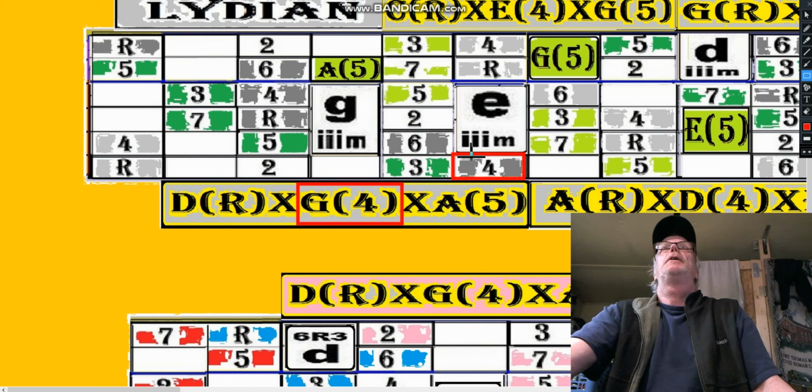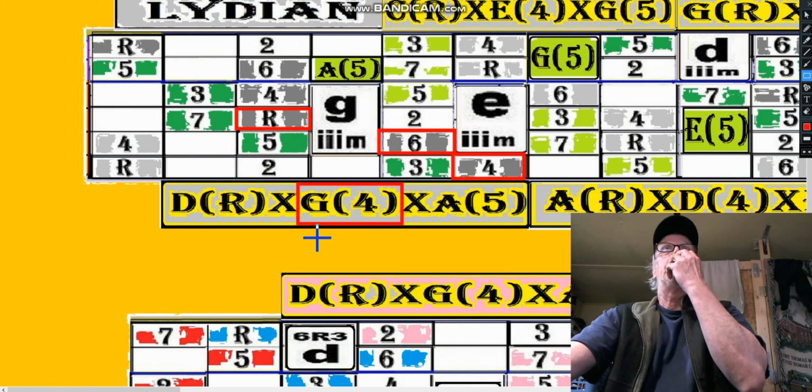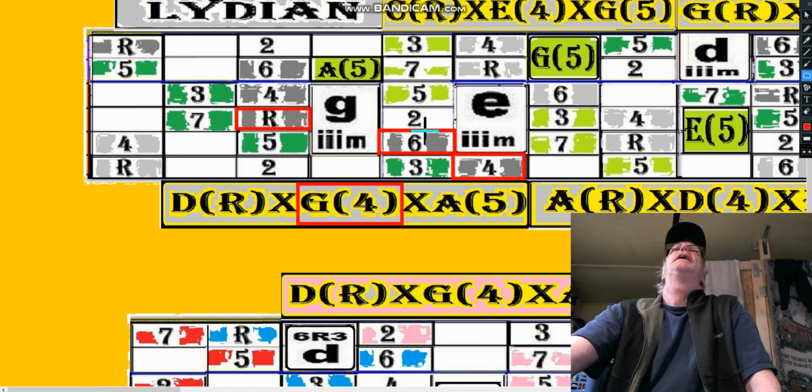We simply have an arpeggio here, 4, 6, root. And that's going to be in the G4 box. The A5 box, I mean, we could look at the A5 box. It's certainly in there, and that would be 2, 5, 7.